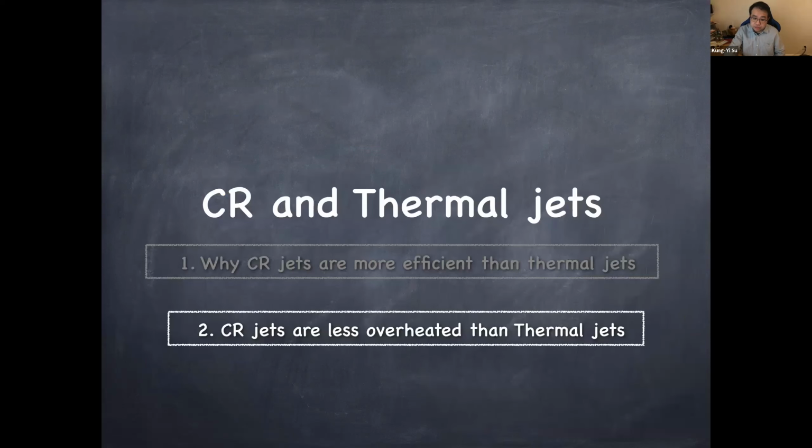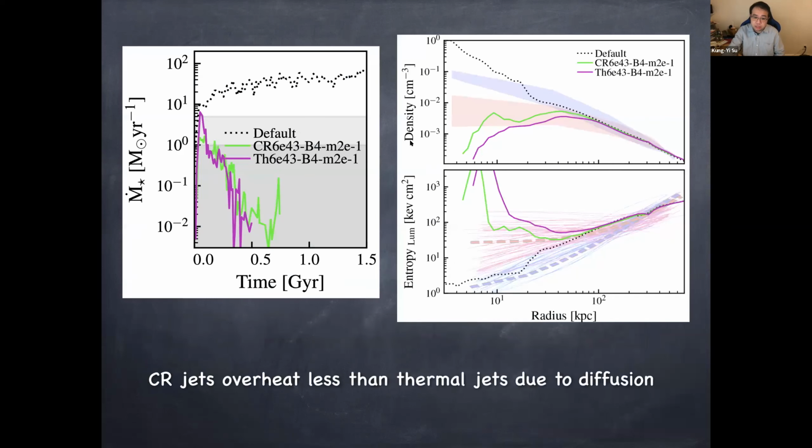Another interesting thing we found is that in a certain limit, the cosmic ray jet will also be less overheated than the thermal jet. For example, these are two runs with cosmic ray and thermal jet, both with high specific energy. As you can see, although they have more or less similar star formation histories, from the density and entropy plots the cosmic ray jet is less overheated in the core region of the galaxy. Density is also not as suppressed in the core region. We think partially this is because the cosmic rays diffuse and smooth out the distribution, and wouldn't just keep the energy all in the core region of the galaxy and become explosive.